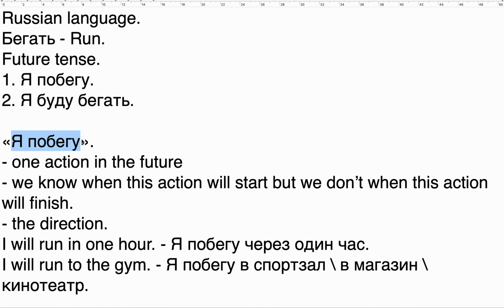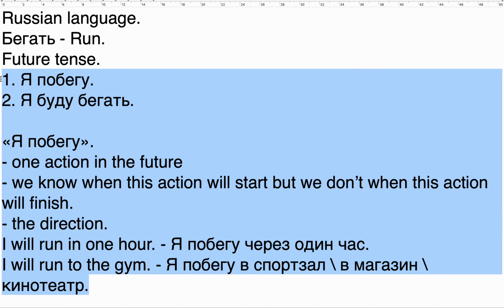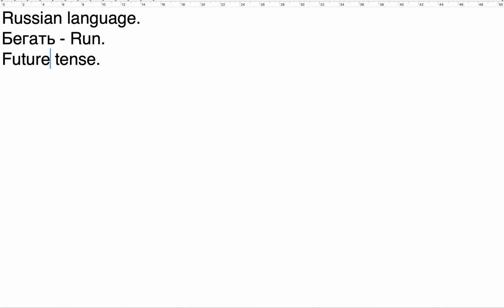The version like я побегу we use when we're talking about only one action in the future, not a process. We know when this action will start, but we don't know when it will finish, or how long it will happen. And we know the direction: I will run to the gym, я побегу в спортзал, в магазин, в кинотеатр, and so on. I hope you understood everything about it. And next we will talk about past tense.